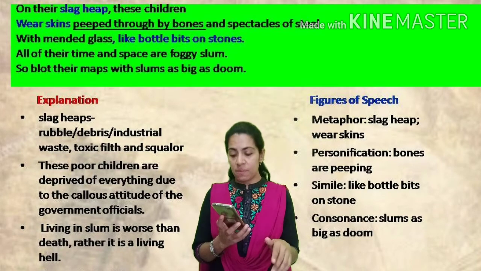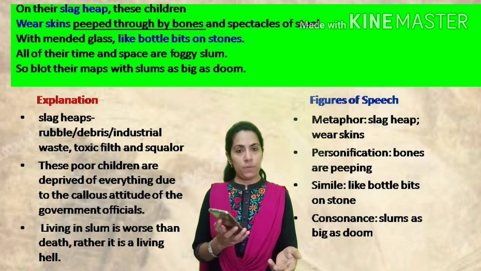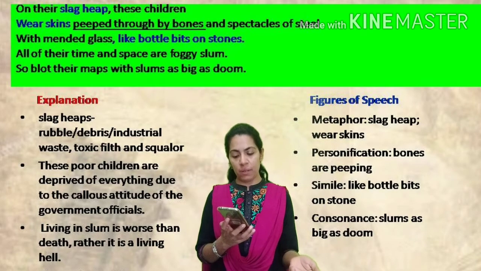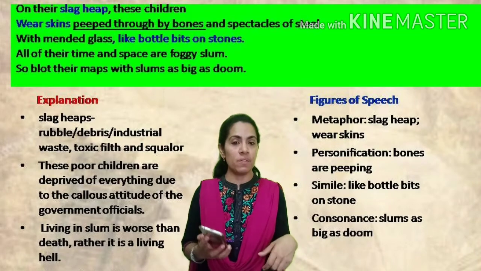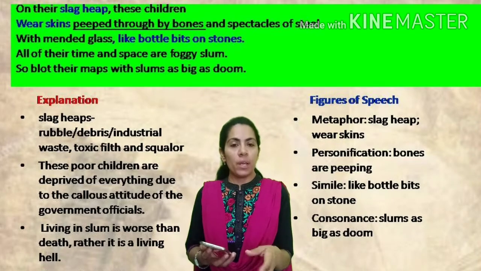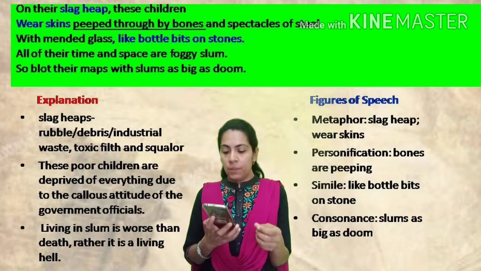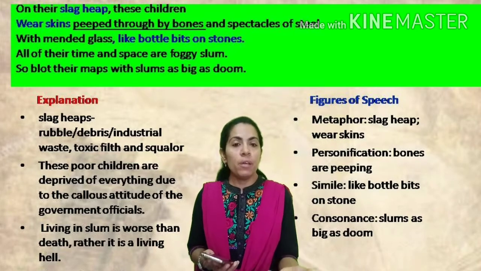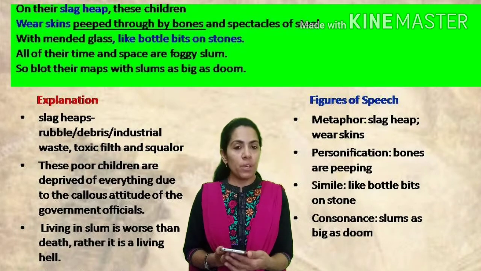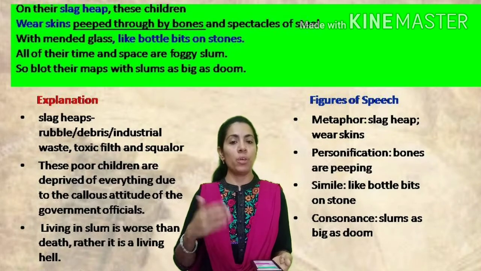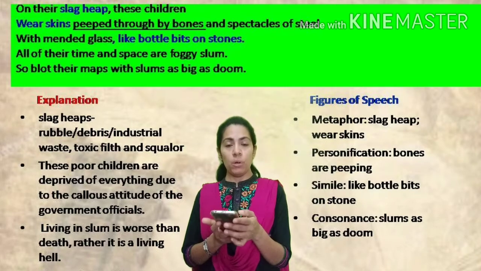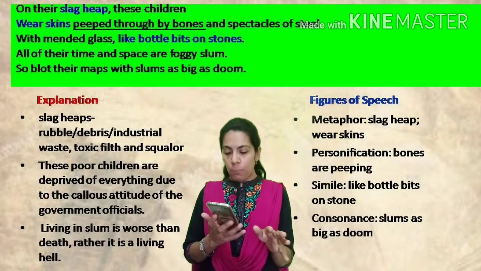Children wear skins peeped through by bones, and spectacles of steel with mended glass. Now these children are wearing skins, again metaphorical use, as if it is a coat, because they are so frail, they are so skinny, that their bones are peeping through the body. Again, personification, bones are peeping through, looking, trying to peek outside, trying to peep through the bodies, very frail bodies.